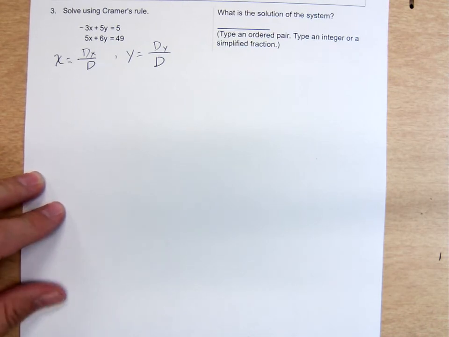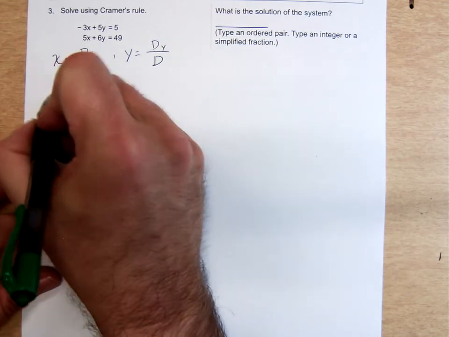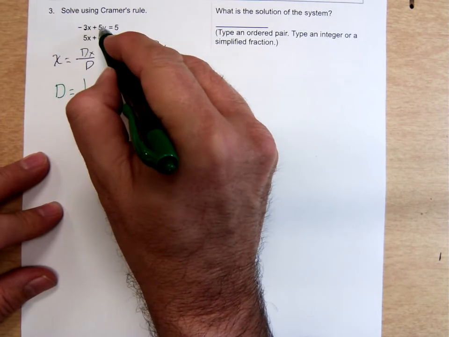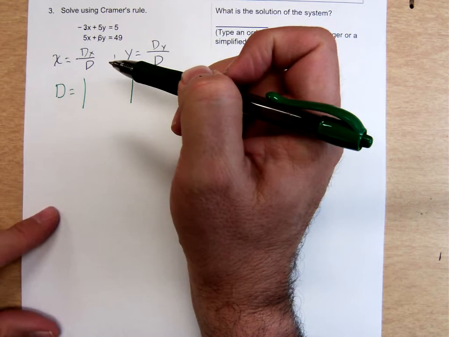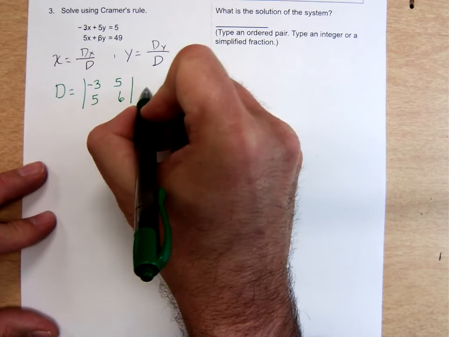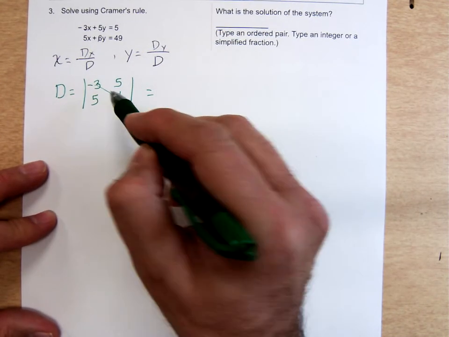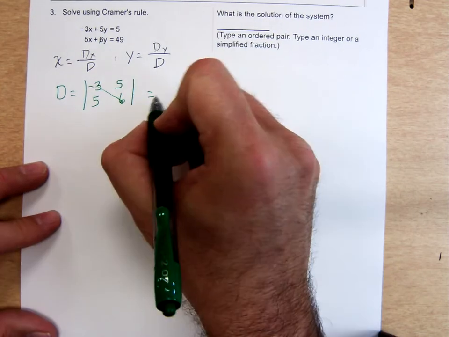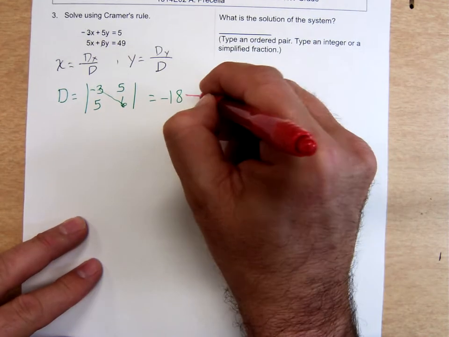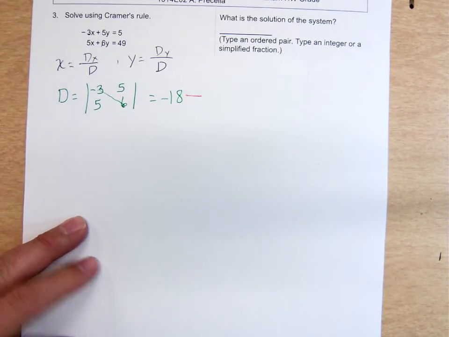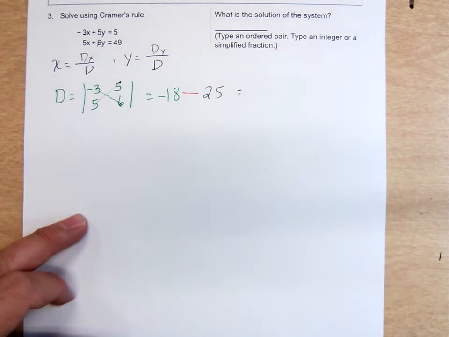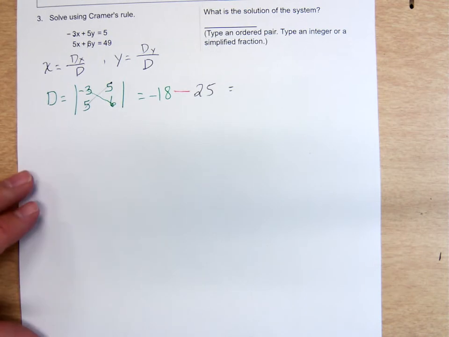Well, let's see. Start off by finding just the determinant of the coefficient matrix. So you just write down the 4 coefficients. The coefficients are the numbers in front of the variables. So -3, 5, 5, 6. And do the little crisscross. We'd have -18 and a minus 25. So what's that going to be? -18 minus 25. Is that a -43?